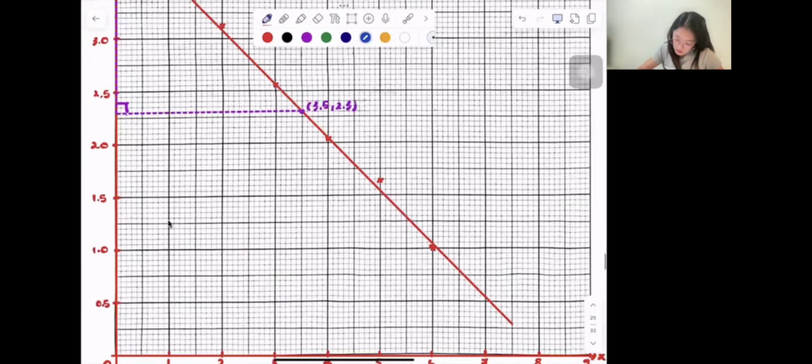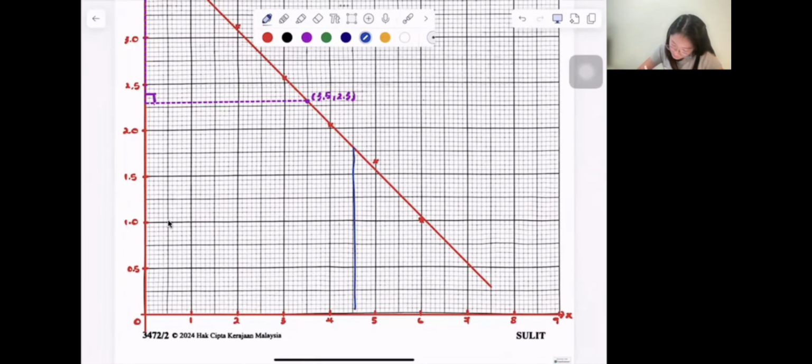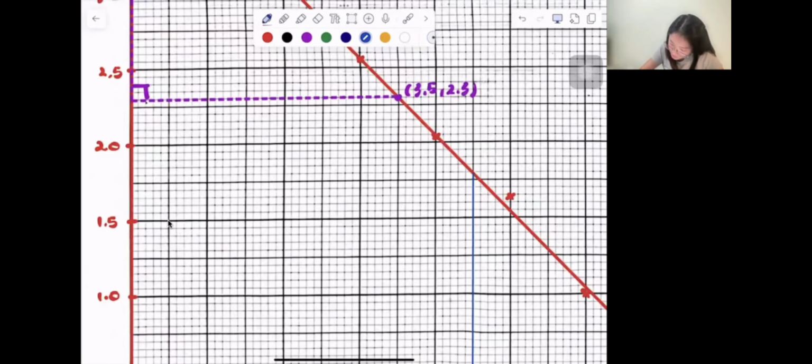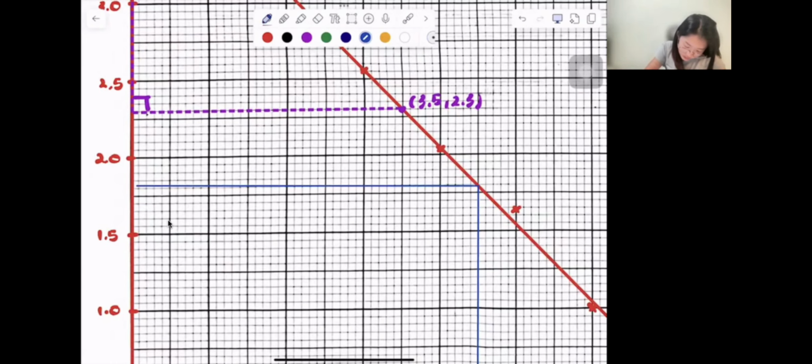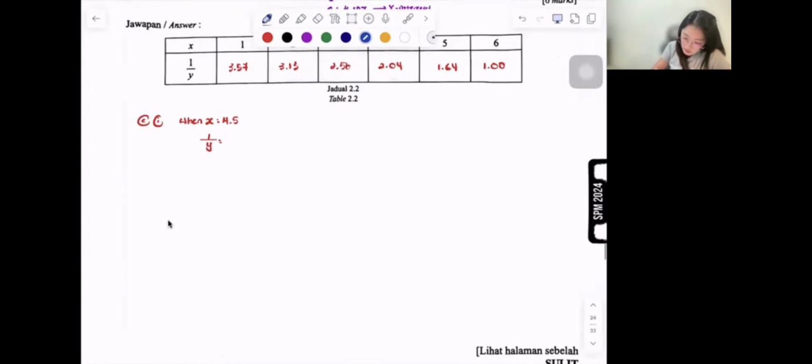So you see what you get for 1 over y first. 4.5 is here, and I'm getting 1.8. Once you've got 1.8, then y will be 1 over 1.8, which is 0.5556. You can write at least 2 decimal places or 4 significant figures.